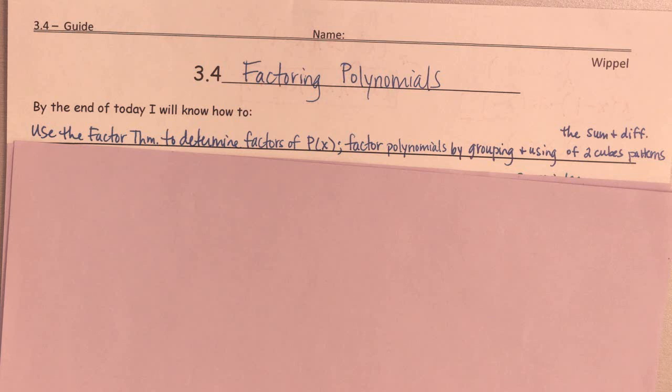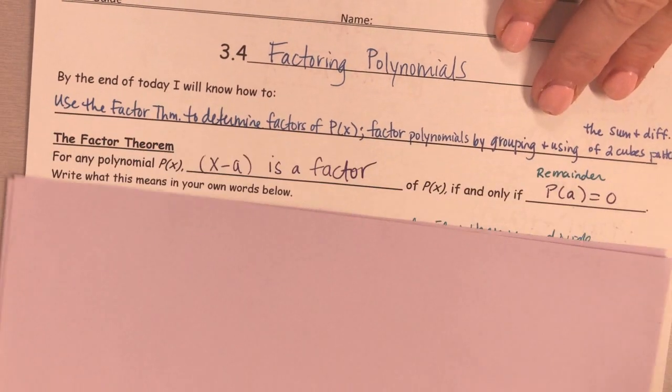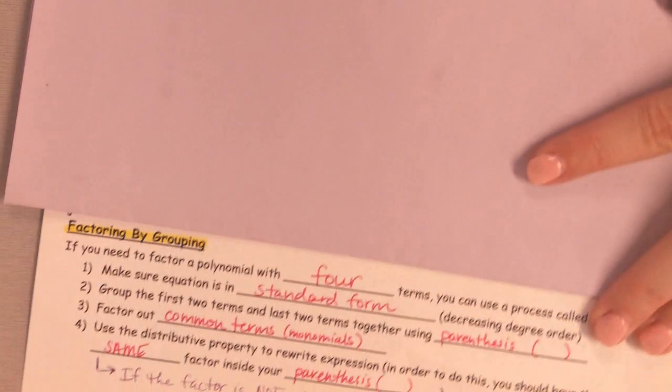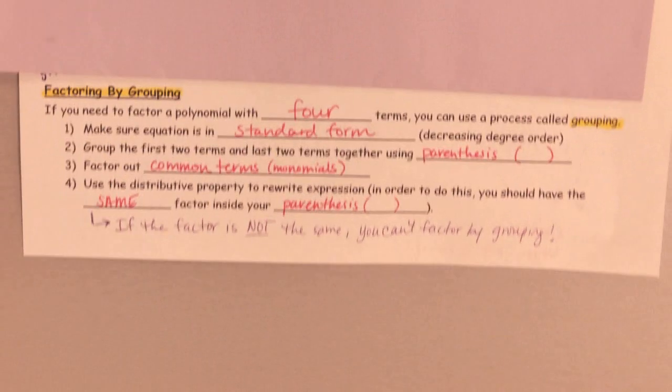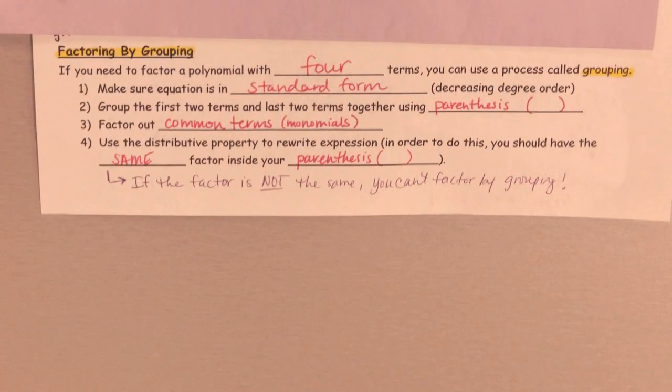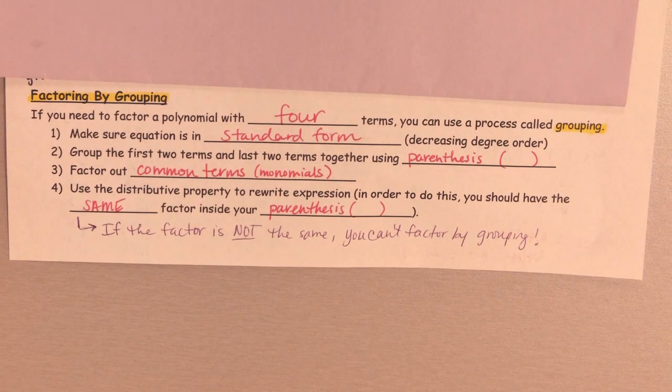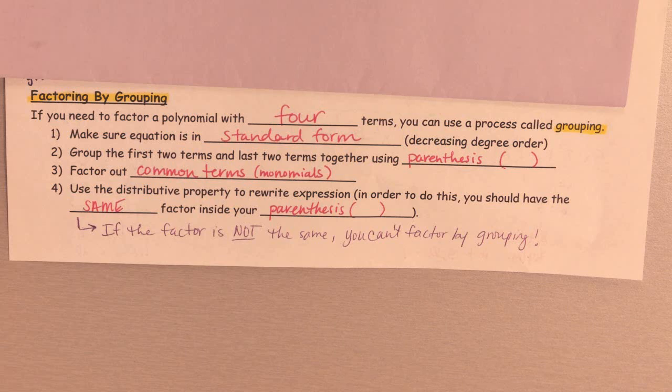By grouping. So we're going to go to the bottom of your page here for the factoring by grouping. Okay, so if you have a polynomial with 4 terms in it, you can use a process that is called grouping, and there's 4 steps to it.